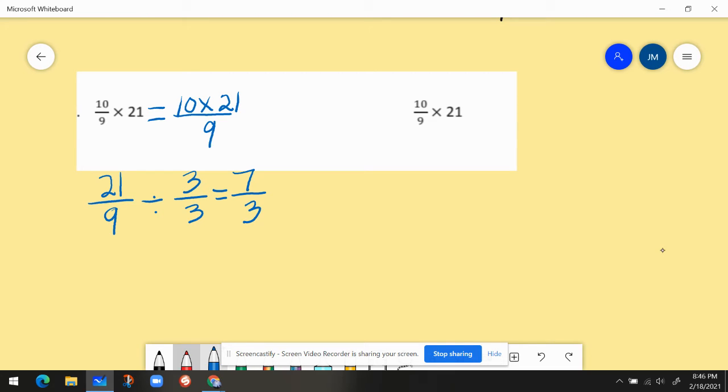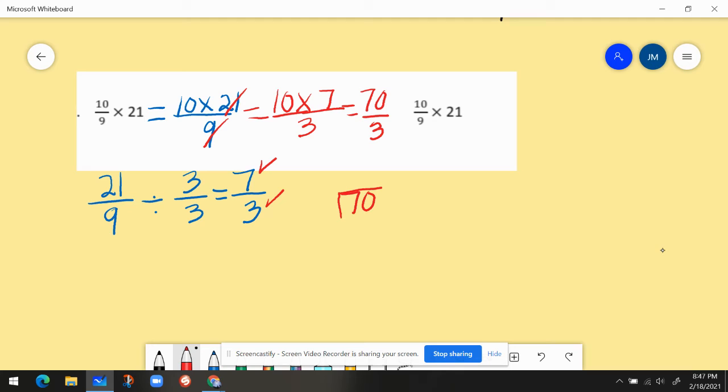All right, so let's rewrite our multiplication up here. So the 10 stays the same, and the 21, we're not going to write it anymore because we reduced it to 7. So it's going to be times 7. And we're not going to write the 9 as the denominator. It's going to be the 3 because we reduced it. So now we have 10 times 7 equals 70, and over divided by 3. Again, once again, that's a division. So you have to divide 70 divided by 3.